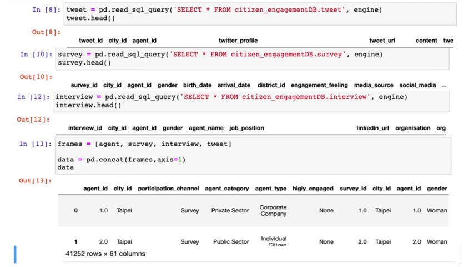So then I imported my Twitter datasets into a dataframe called tweet. Then I imported the survey studies in the same way, and the interview content the same way. And at the end, I built a frame in between those three sources of information and the agent table, which is the keystone in between them. And I framed all this data into one single frame called data.